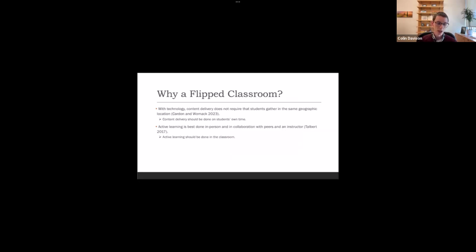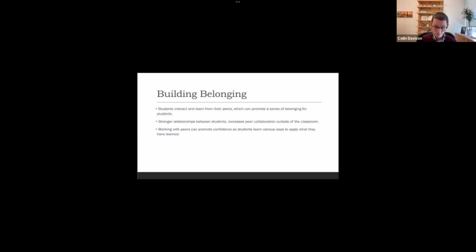On the other hand, we know that active learning is best done in collaboration with peers and an instructor. So if we're all going to go to the effort of coming to a geographic location together and being together in a room, we shouldn't all sit there silently listening to one person. We should use that time that we've set aside to be together to do what being together is for, which is active learning. Okay, so that's the rationale behind a flipped classroom at a high level.